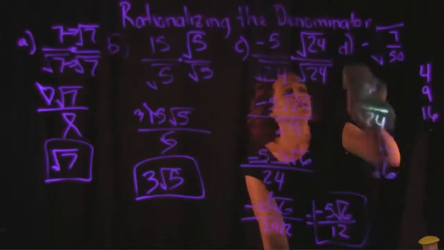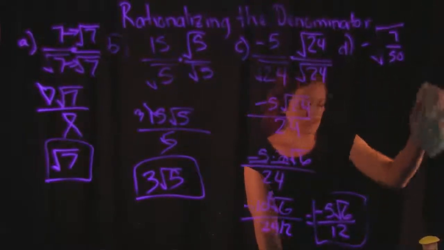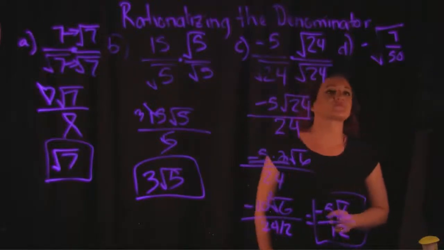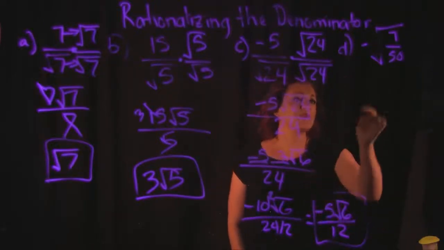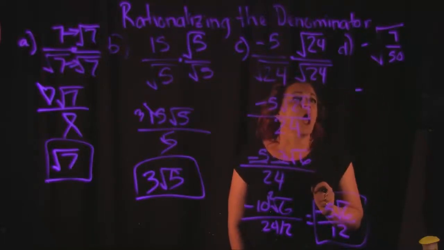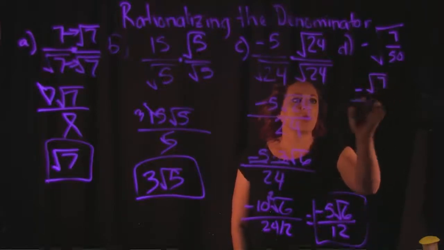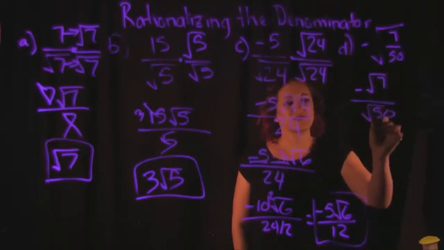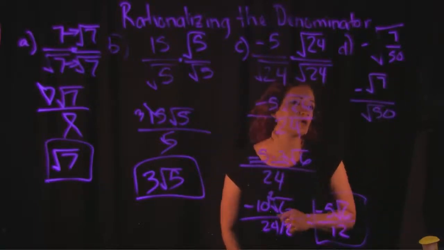So that one had a little bit more going on than the other 2 examples. So let's see how we're going to take care of D. The first thing I notice when I'm looking at D, we have a negative on the outside that needs to stay put for now. We're taking the square root of 7 over 50. So the quotient rule for radicals says that I can break this up between the numerator and the denominator and split those into 2 different radicals.